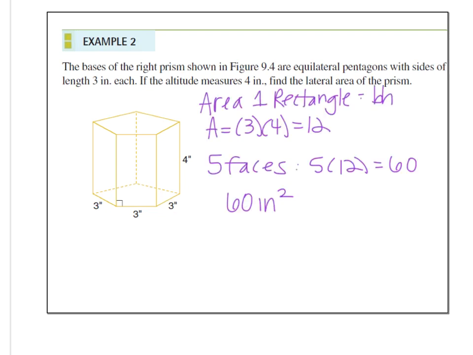Okay, so here what we see is that we have a pentagon, and I have a regular pentagon. They're equilateral pentagons, so they're all the same length here. So if these are all 3, then so are these. We know that they're 4 inches tall. So to find the area of one of our rectangles, we multiply 3 times 4. And so that gives us 12 inches. Now I know that I have actually 5 of those, so my total lateral area is going to be 60 inches squared.